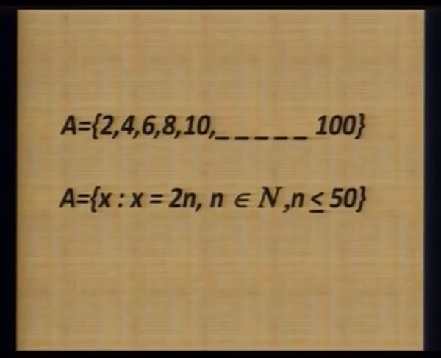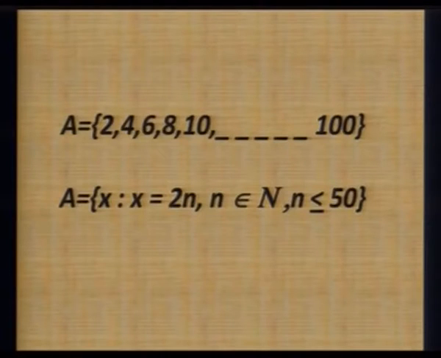Means if in some case a set is given to us in set builder form and we need the set in roster form, or a set is given in roster form and we need the set in set builder form, we can convert that. Let us understand through an example. Here a set A is 2, 4, 6, 8, 10 up to 100. Means this is a set of even natural numbers from 2 to 100.